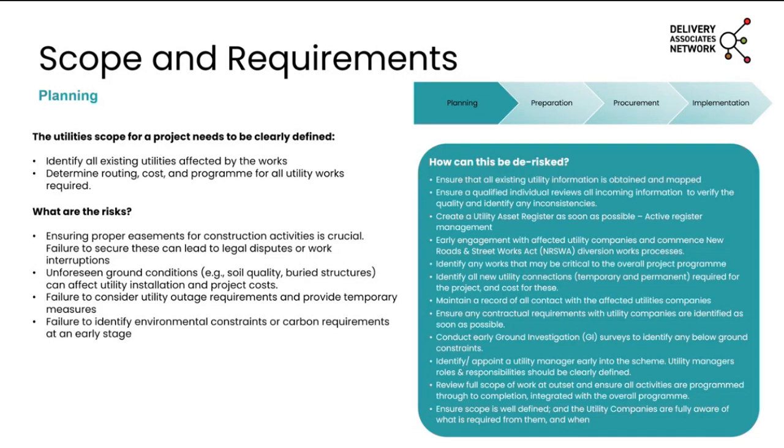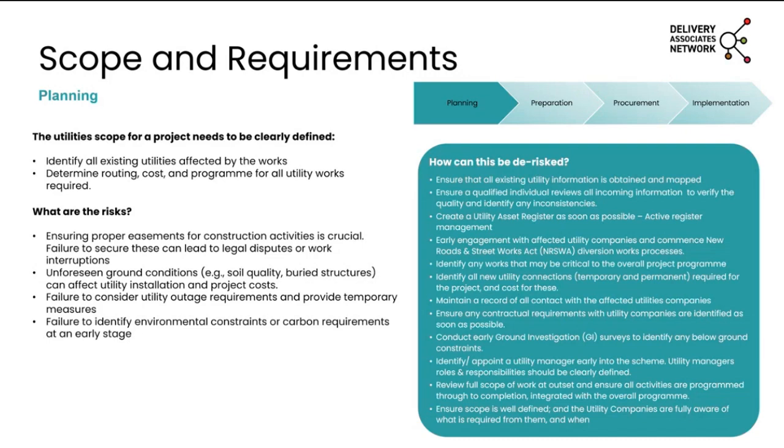Failure then to consider utility outage requirements. So that's any downtime that's required on the network for you to undertake the works. This can provide a significant constraint on program. When you're working on major lines such as high pressure gas mains, high voltage electric, you can only get downtime on those in the summer. It depends on the wider network as well and when you can do these. So if you've got a number of high pressure gas mains, for instance, that are affected, that can have a significant program effect.